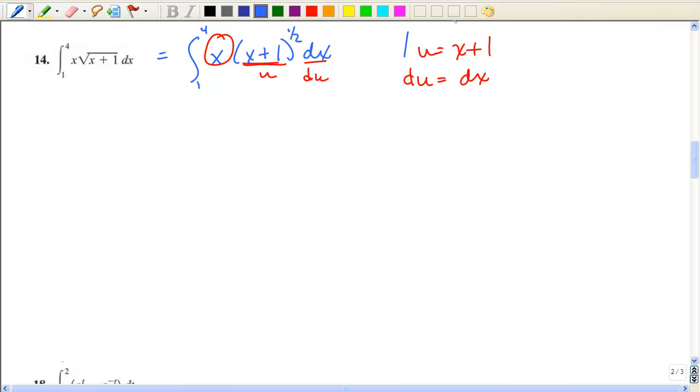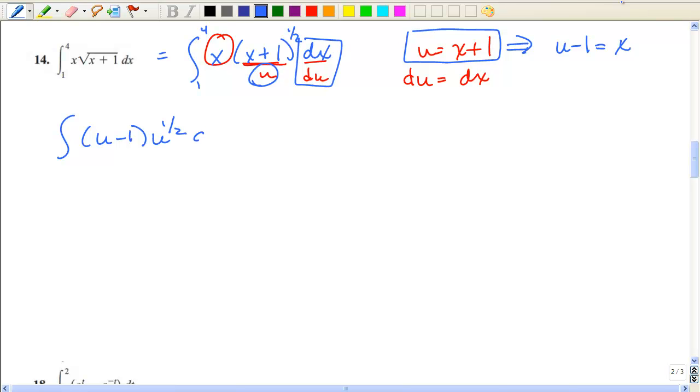A little bit different. So let's come back up here and solve for x. If I subtract 1, u minus 1 equals x. Let's see if that's going to help. So x, again, I'm replacing with u minus 1, and then this is u to the 1/2 power, and this is du. That doesn't look much better, but maybe it is. What if I go ahead and distribute that? So remember, we add the exponents, so that's u to the 3/2 minus u to the 1/2. Well, I think I can integrate that just using the power rule.